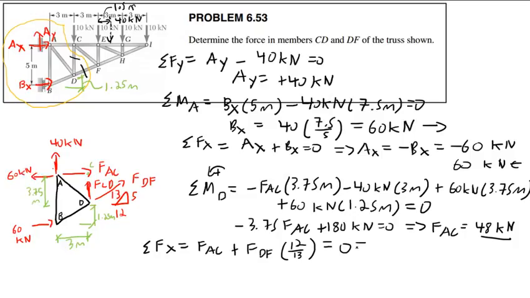So this leads us inexorably to that FDF equals negative 48 times 13 over 12, which is, 13 times 4 is, let's see, 40 and 52, right? Negative 52 kilonewtons, like so. Compression. So that's FDF.